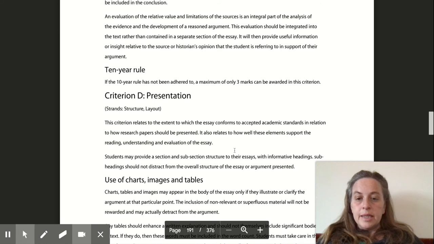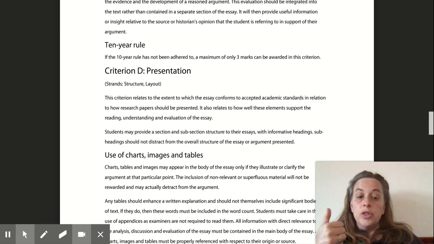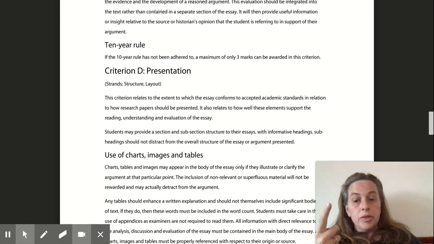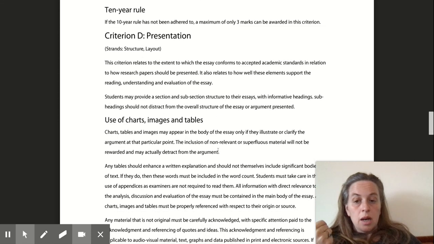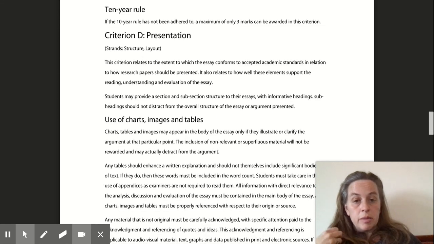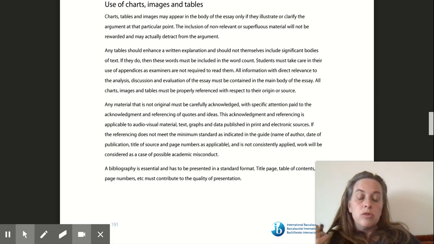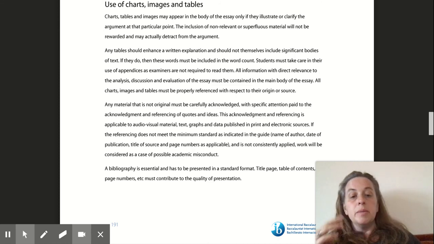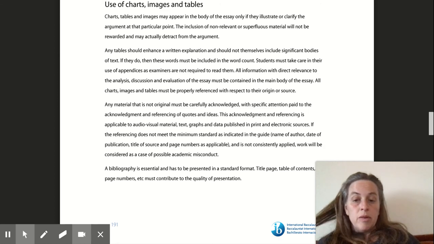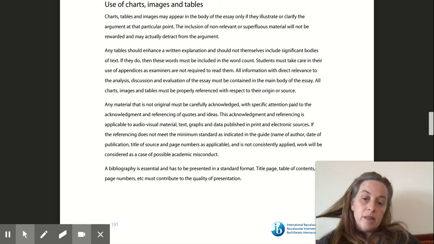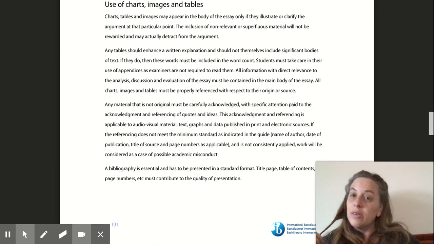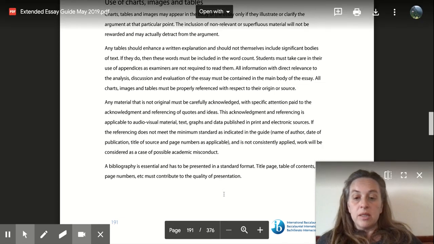And for criterion D, your presentation, this is like, do you have your footnotes correct? Are you using your charts, images, and tables correctly? Your tables should be enhancing any writing that you're doing. If you're using primary source material, some of that should be in there. You also need to make sure that you're using citations properly, that you have structure to your paper, that you have a bibliography that's accurately portraying the research that you've done. You have your title page, your table of contents, your page numbers. All those things are really essential and will get you points. So take a look at these pages up to 191.